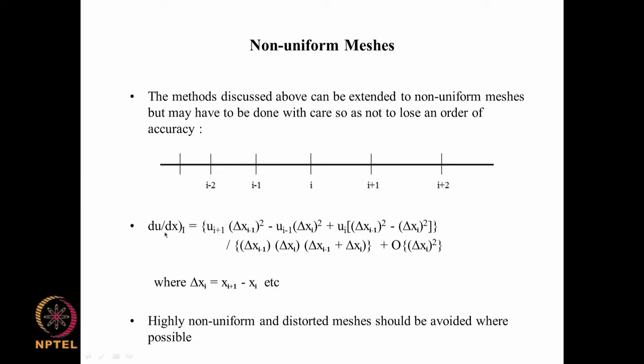For example, the second derivative at i is now expressed, in the simplest case, as u_(i+1) minus 2 u_i plus u_(i-1) by delta x square. But in this particular case it is u_(i+1) times delta x_(i-1) whole square minus u_(i-1) times delta x_i whole square. You can see that we had to multiply the expansion of this with delta x_(i-1) and multiply this by delta x_i and then do further manipulations. That is how this is coming here, plus u_i times delta x_(i-1) minus delta x_i whole square, divided by delta x_(i-1) times delta x_i times delta x_(i+1) plus delta x_i.